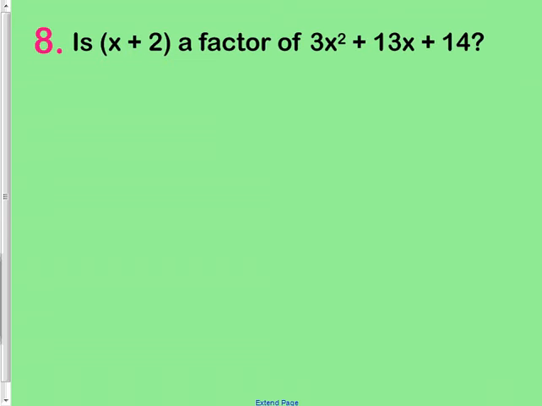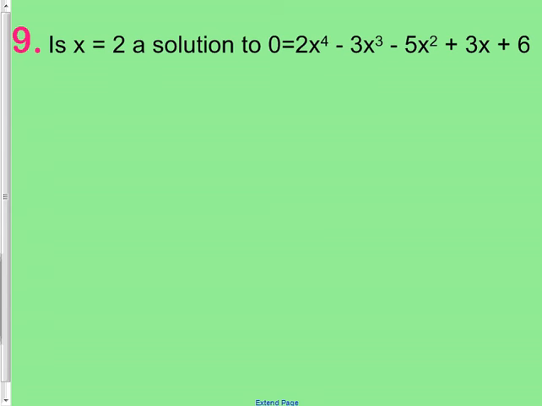This one's a little different. Look at how this one looks. See, it says x plus 2. And you'd go, you know, x plus 2, and then you'd go 3x squared plus 13x plus 14. What happens when it looks like this? X equals 2. Is that a solution?